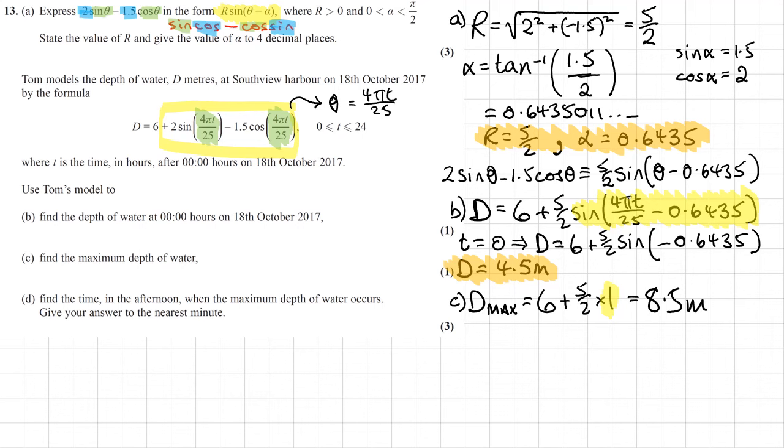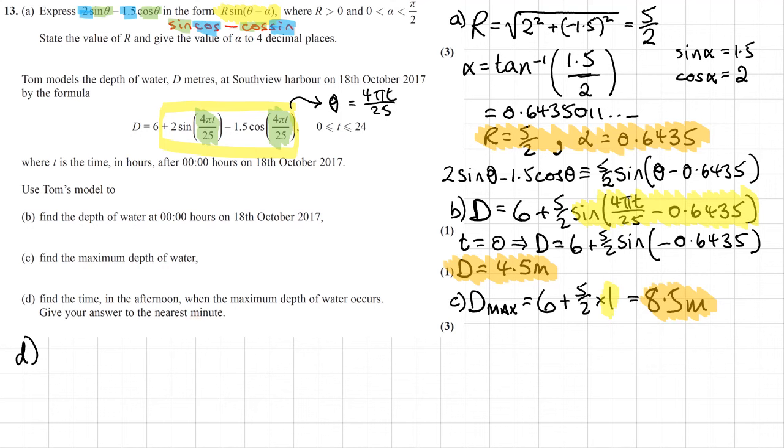If you got a question here that said work out the minimum depth, then same sort of thing applies. All of this bit in yellow here, the smallest it can be is -1, so you just do 6 minus 2.5, so you'd have something like 3.5 meters as the minimum height if they were asking for that. Moving on to part D, it says find the time in the afternoon when the maximum depth of water occurs. Give your answer to the nearest minute.